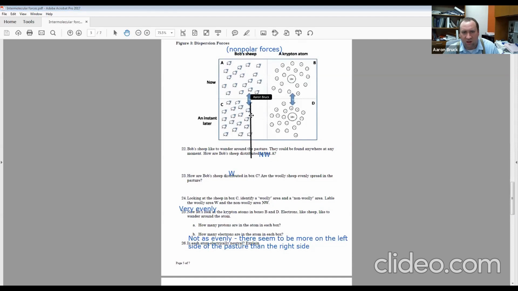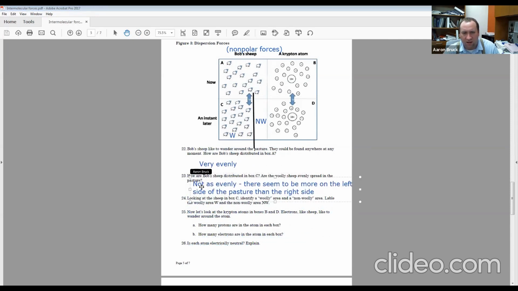So bear with me just one second. I've de-zoomed a little bit to try to fit all of this in the same place at the same time.